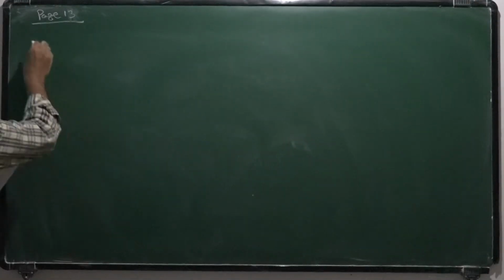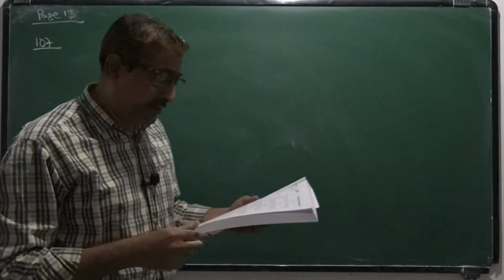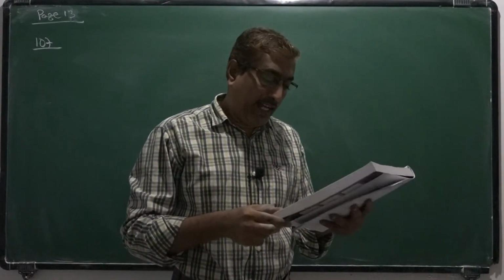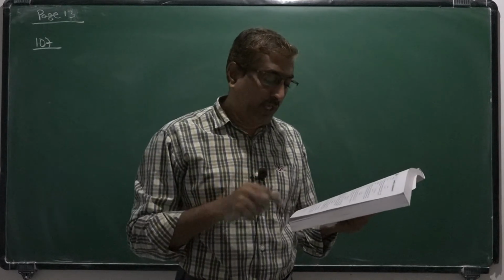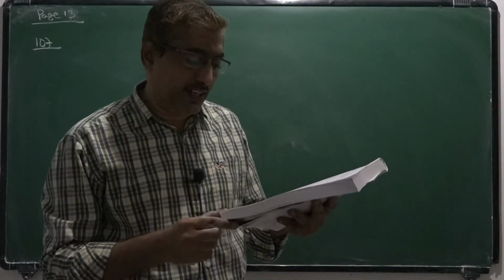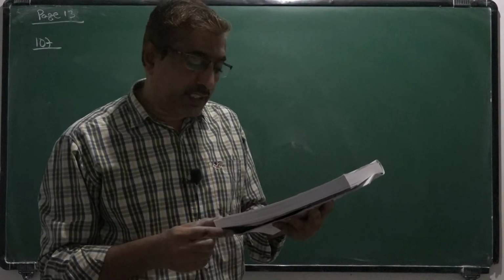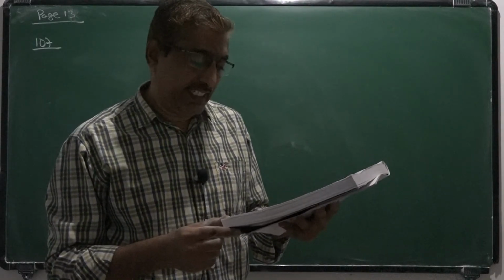Now 107. A clock keeps correct time at 30 degrees centigrade, has a pendulum rod made of brass. The number of seconds it gains or loses per second when the temperature falls to 10 degrees centigrade.